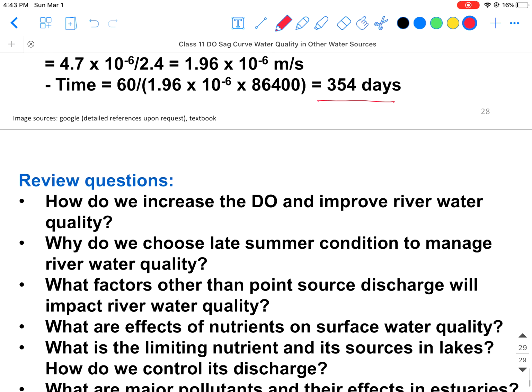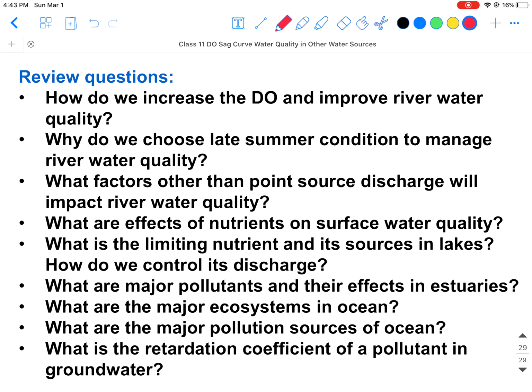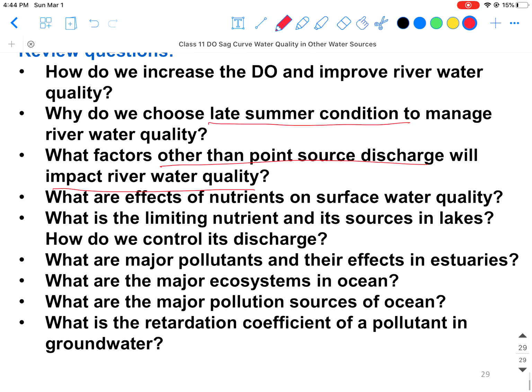Okay, so that's all for the contents of this class. So let's try to review some questions. Okay, so how do we increase the dissolved oxygen and improve the river water quality? So we also learned about the dissolved oxygen sag curve, right? So how can we solve for the final equation that's describing the time-dependent oxygen deficit in the water? Okay, so why do we choose the late summer condition to manage the river water quality? What factors other than point source discharge will impact the river water quality? And what are the important nutrients in the water, right?